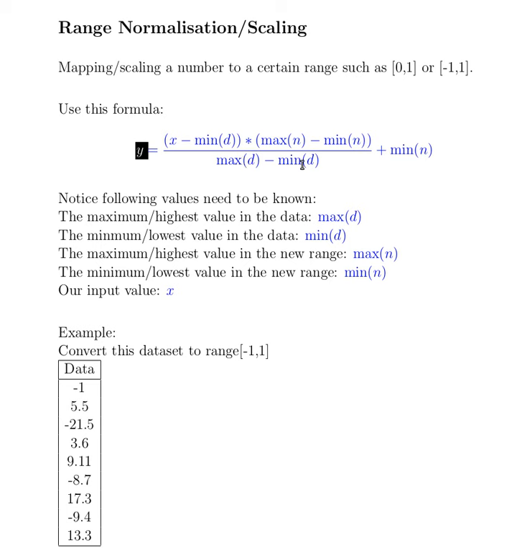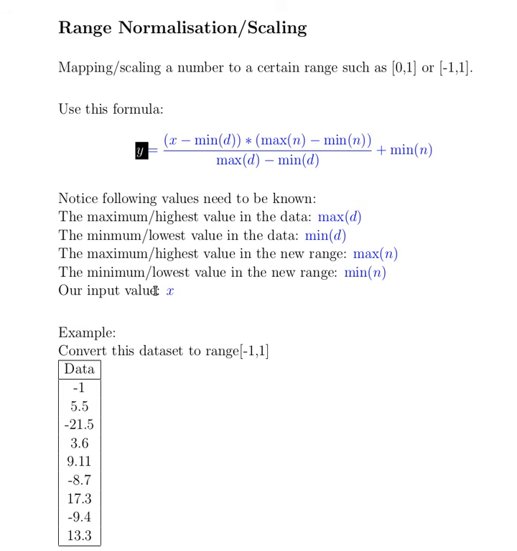Again, min D is the minimum value of our data, and min N is the minimum value of our range. So notice that max D is the maximum value of data, min D is the minimum value of our data, max N is the maximum or highest value in our new normalization range, min N is the minimum value in our normalization range, and X is our input value.